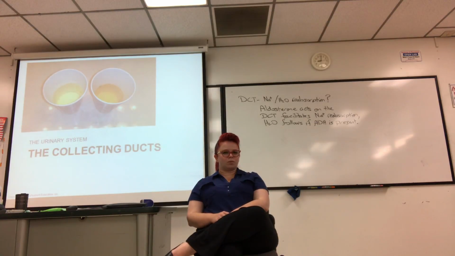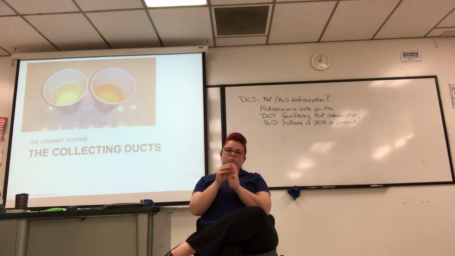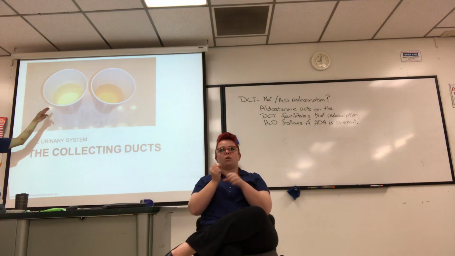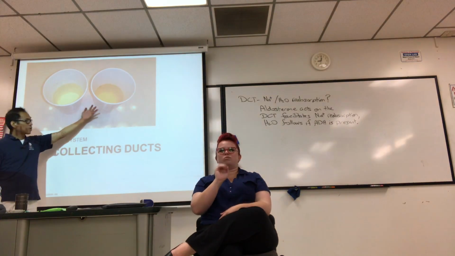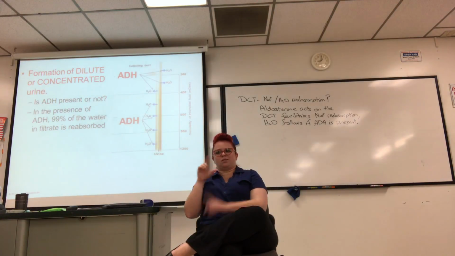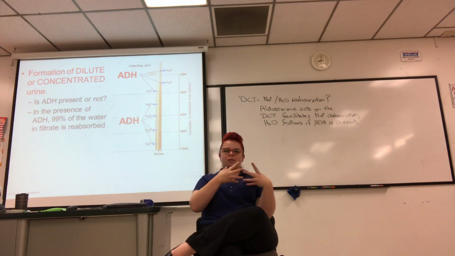So after the DCT are the collecting ducts. Maybe you reabsorb water and salt or not at the DCT, and you get to the collecting duct. And now this is your last chance to modify the filtrate. And you can either form dilute urine, which is kind of like the color of straw, or this darker colored concentrated urine.